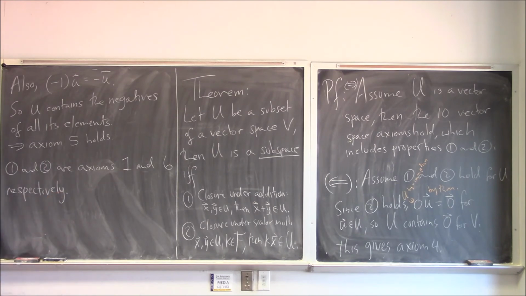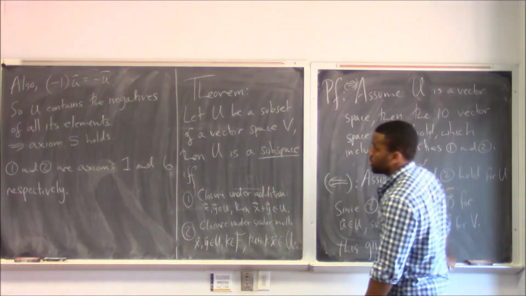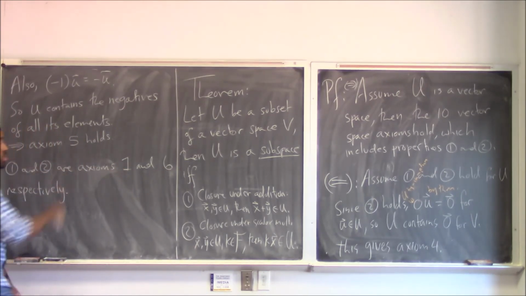So remember, to prove this is a vector space, I have to prove it satisfies 10 things. So far, how many things do I know get satisfied? Axiom 4, axiom 5, axiom 1, and axiom 6. That's 1, 2, 3, 4 things we verified so far.